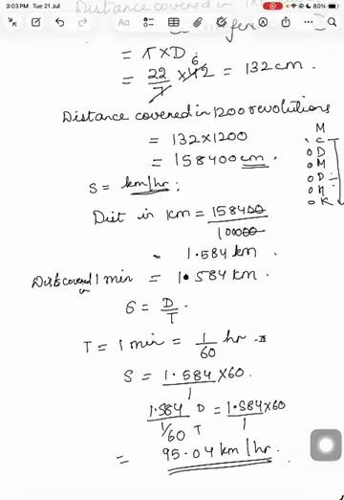So how did we get the speed? We found the distance covered in 1200 revolutions with the help of the distance covered in one revolution. Changed that centimeter to kilometer. And the time is 1 minute, which is given. 1200 revolutions were made in 1 minute. Converted that into hour and then put it in the formula of speed equal to distance upon time. In place of distance we wrote 1.584 and in place of time we wrote 1/60. So this is how we got the speed of the train.